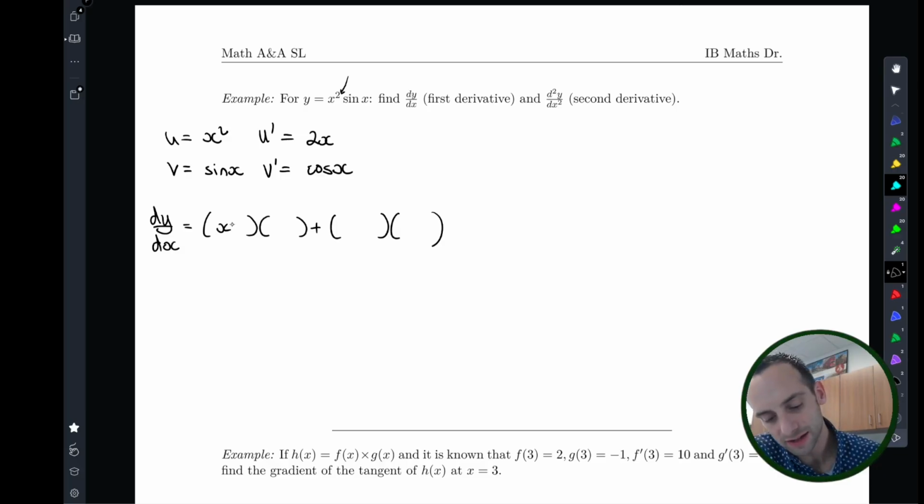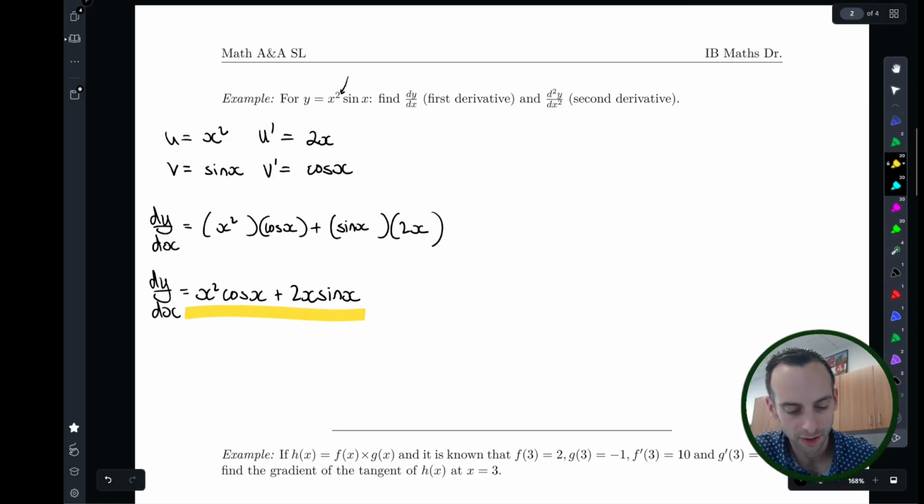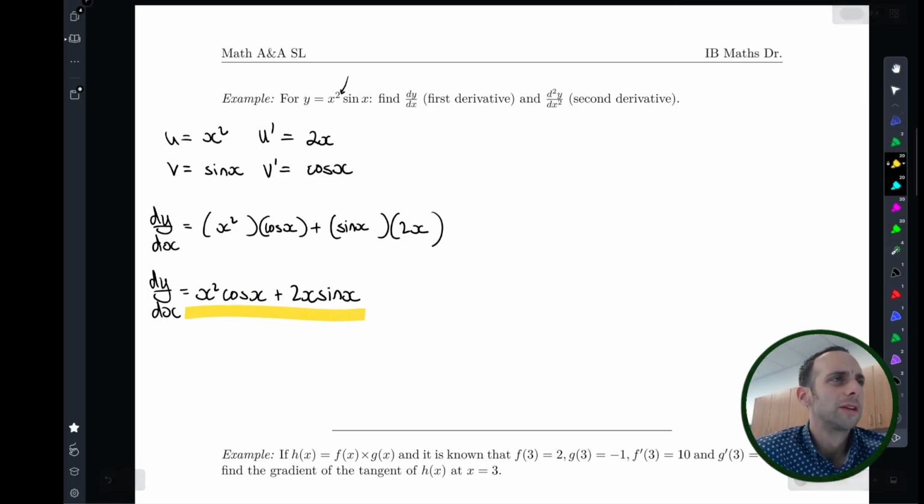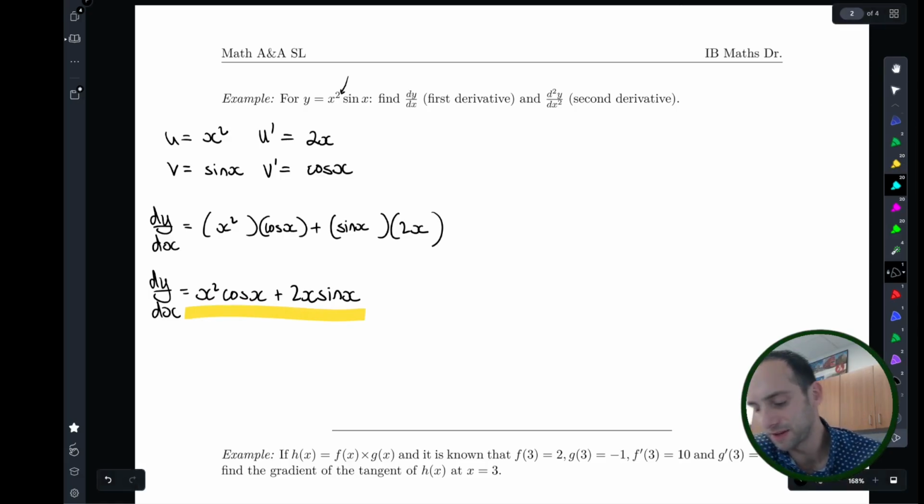Okay? So x squared can go in the first parenthesis. The derivative of sine x is cosine x. That can go in the second one. Sine x can go in the next one. And then 2x can go in the final one. And again, this is technically the correct derivative, but we want to clean this up and kind of make it a little more user-friendly. So we'll drop all the parentheses, and we'll move the trig functions to the front of each expression. And that's our first derivative.